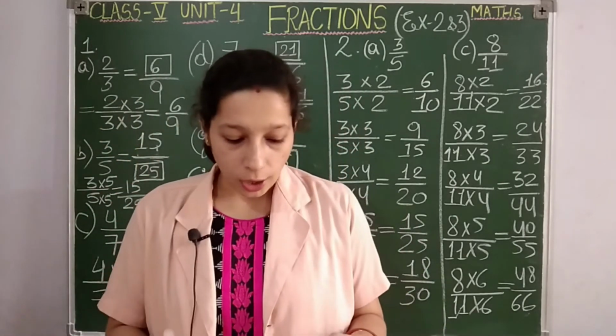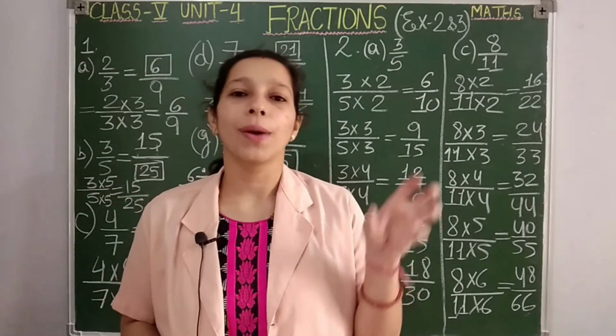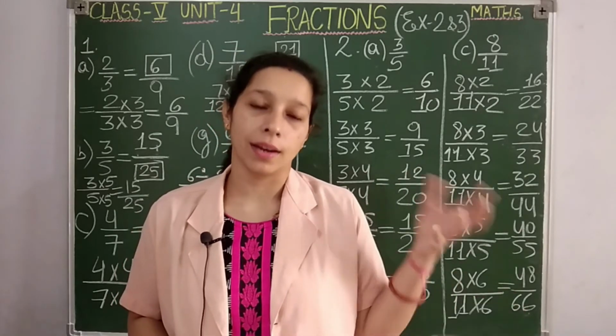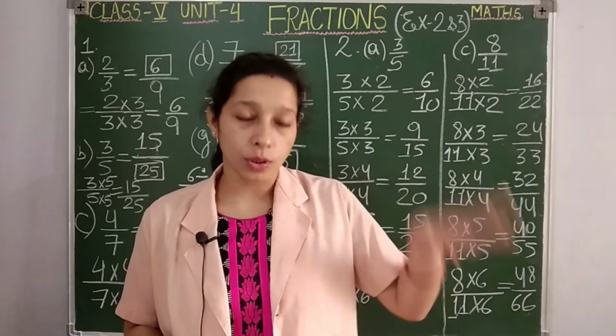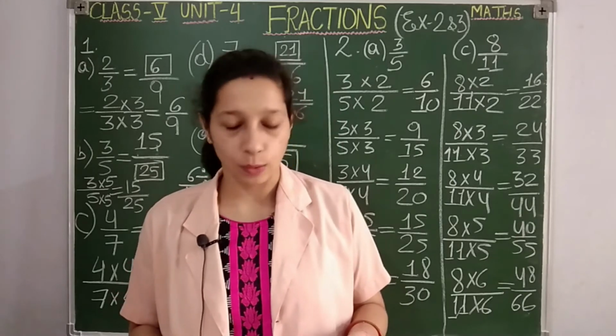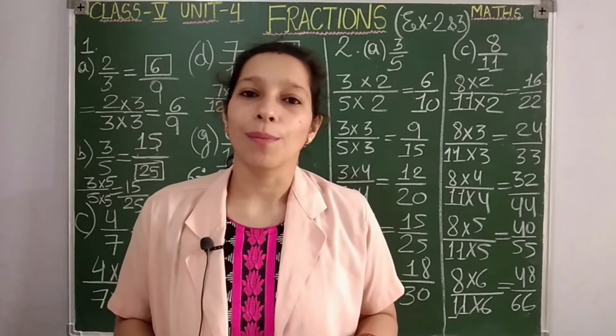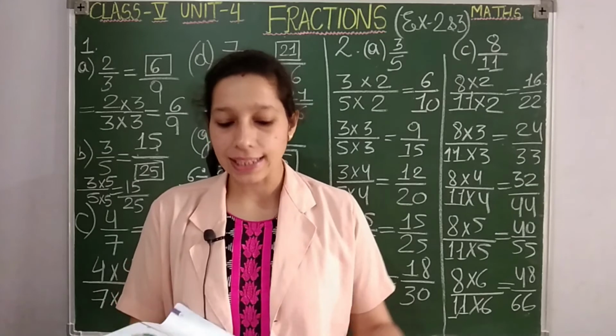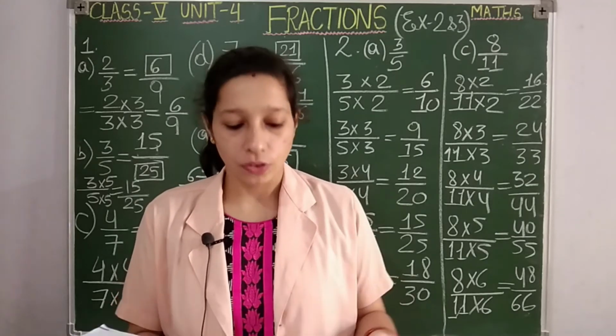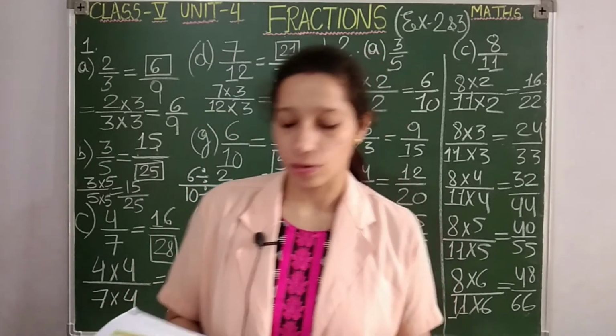Then point number C and D will be your homework. Simply multiply the numerator and denominator with the same number, and you will get the equivalent fraction. With this we have completed exercise 2, students. Now let us start exercise number 3. Note it down and be ready with exercise 3.